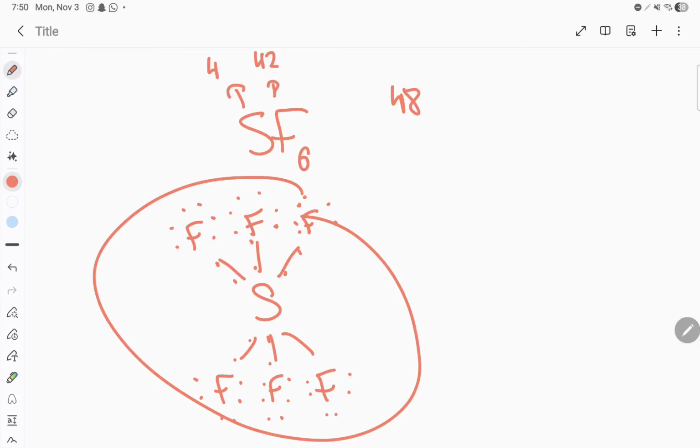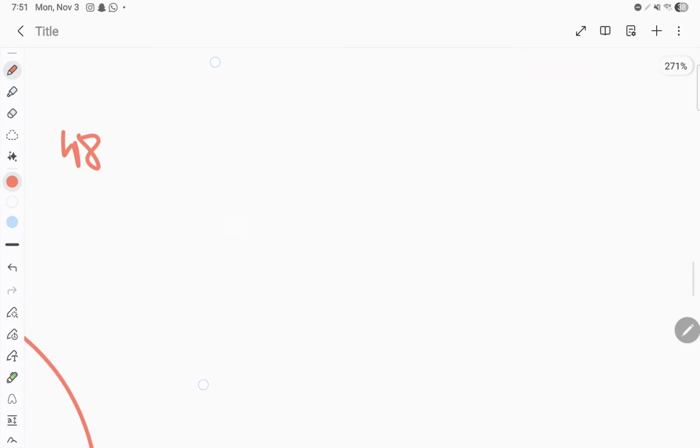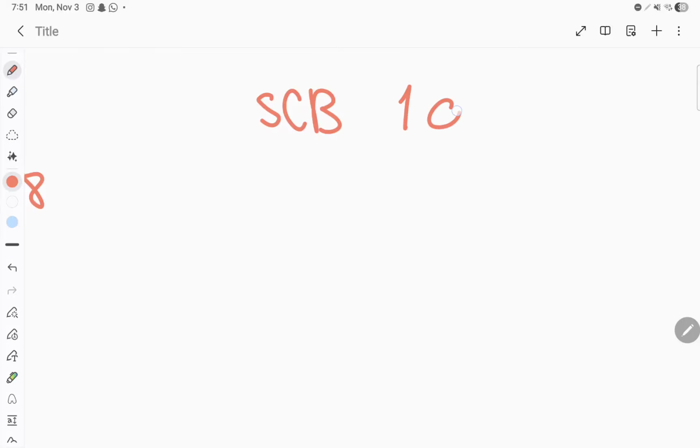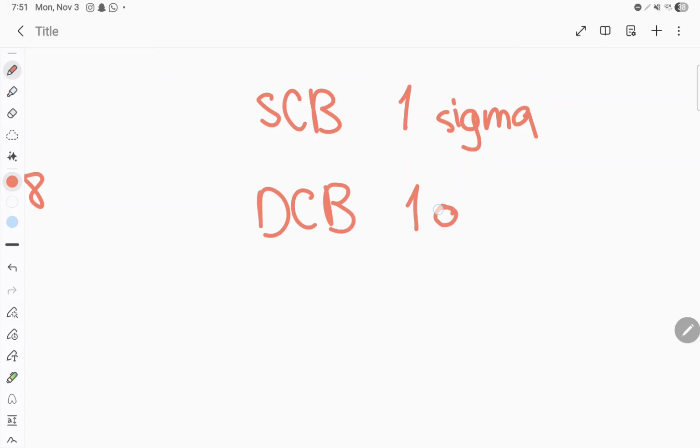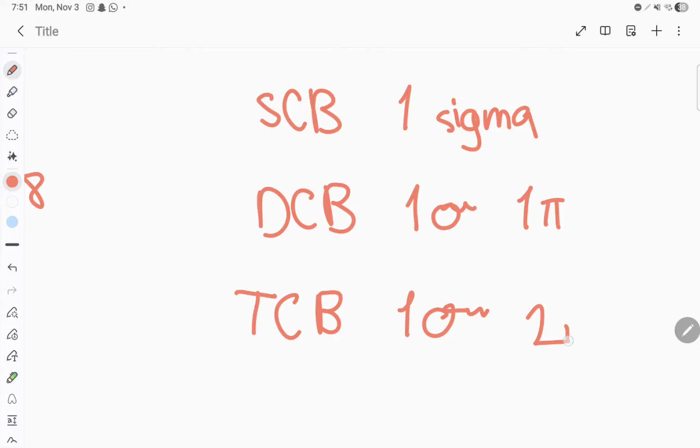So now we're going to move on to our next topic, which is pi bonds and sigma bonds. Whenever you have a single covalent bond, it has one sigma bond. When you have a double covalent bond, you have one sigma and one pi. And when you have a triple covalent bond, you have 1 sigma and 2 pi. And that's it.